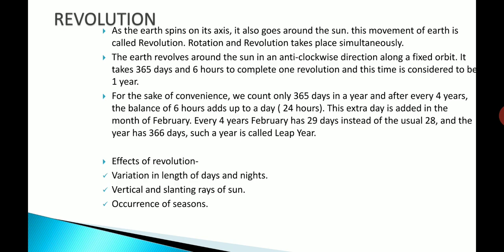It takes 365 days and 6 hours to complete one revolution, and this time is considered to be 1 year. For the sake of convenience, we count only 365 days in a year, and after every 4 years, the balance of 6 hours adds up to a day, that is 24 hours. This extra day is added in the month of February. Every 4 years, February has 29 days instead of the usual 28, and the year has 366 days, and such a year is known as a leap year.